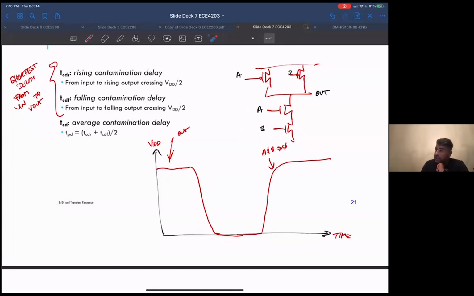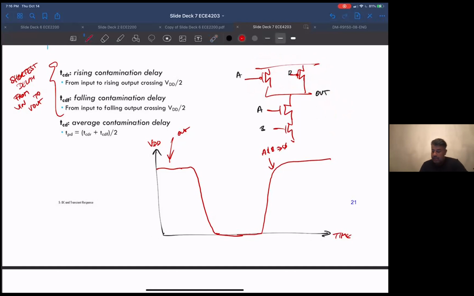In that case, you have both of these guys turning on at the same time and pulling on this capacitance, pulling this point up. So basically you get a lot of current, as much current as 2 of these guys can handle.